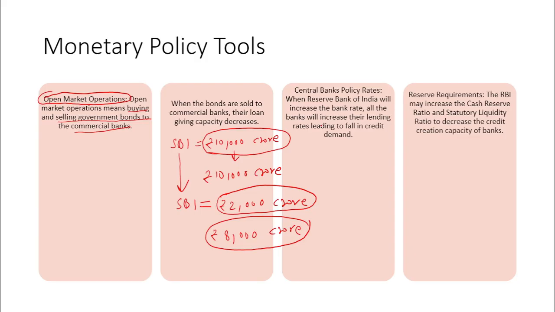Let's look at the second monetary policy tool. It is the central bank's policy rates. The central bank of our country is RBI, Reserve Bank of India. What they will do is increase the bank rate. When will they increase the bank rate? When they feel that inflation is very high. Whenever the inflation is high, usually Reserve Bank of India will increase the bank rate.